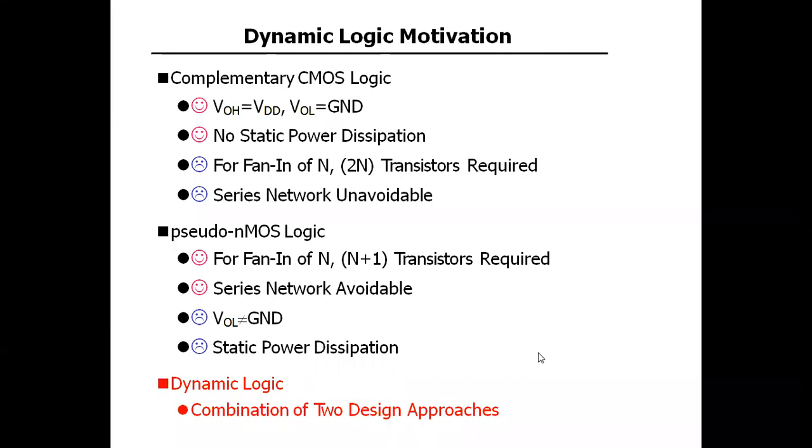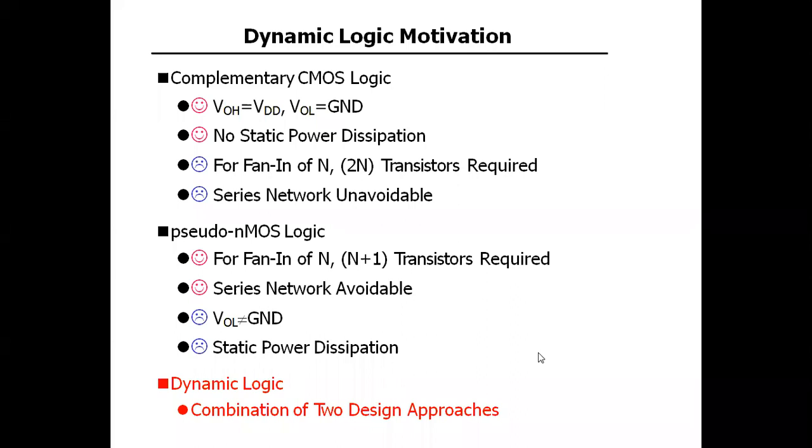Now, fan in and fan out: for fan in of n, two n transistors are required. That is the drawback. And series networks are unavoidable. So if you want to go for complementary CMOS logic, the fan in of the transistors is more, so the power consumption will be more, and series networks are unavoidable. You have to use some series networks.